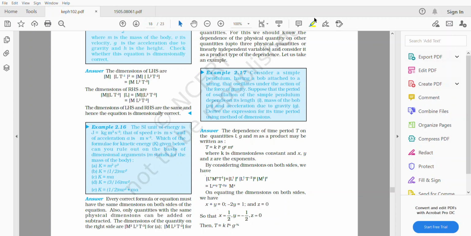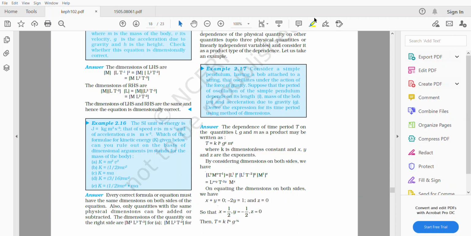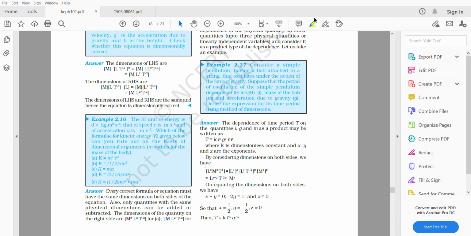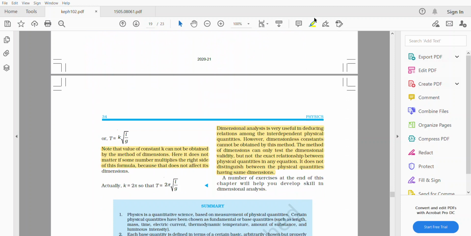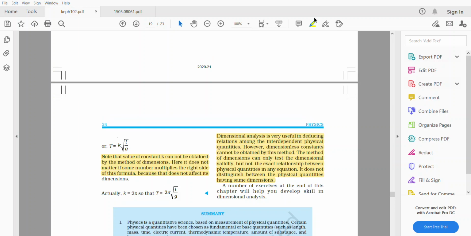It is a very important problem and you should definitely go through it very seriously. But it is just a simple application of the homogeneity principle that we learned already. Another point to note is that it does not give the proportionality constant. So we can see that dimensional analysis is very useful to deduce relationships, but it cannot be used to find the exact equations.